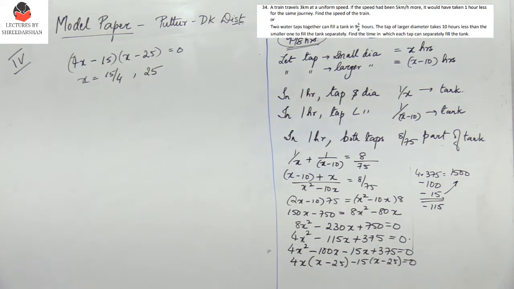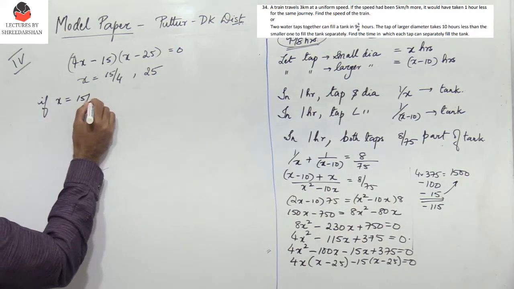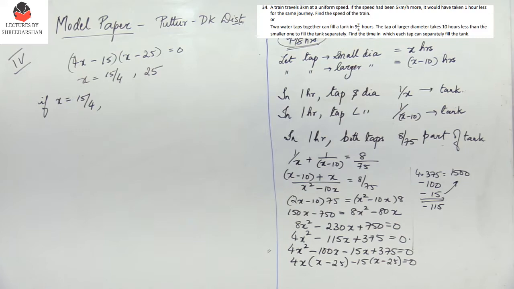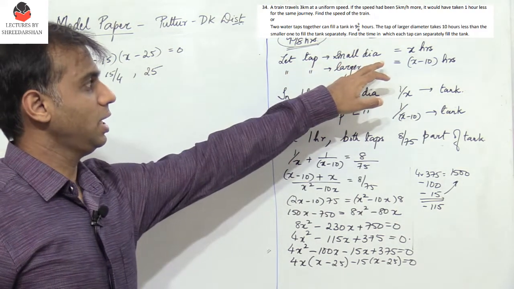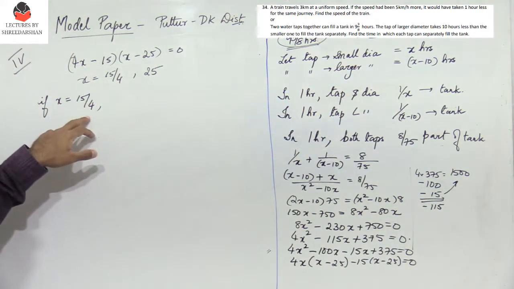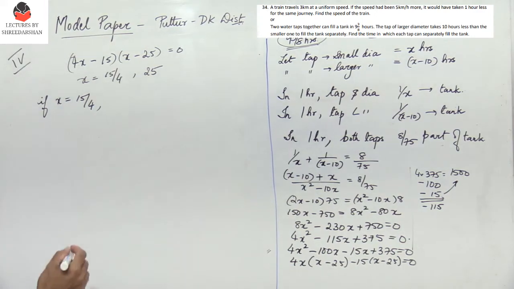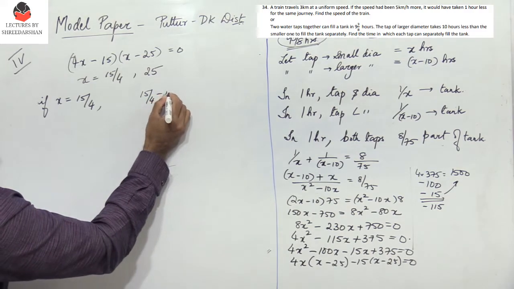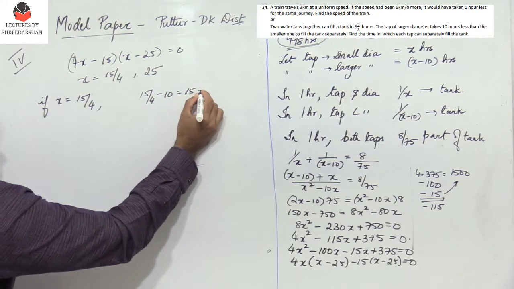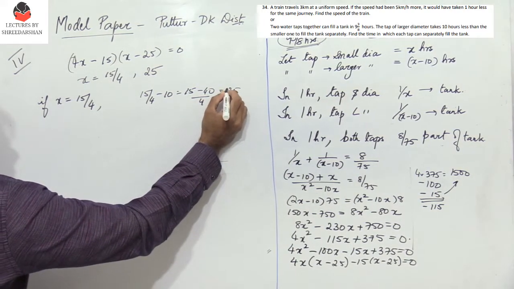So I need to check what could be the value of x. Now if x is 15 by 4, then the tank gets filled in x hours, which is 15 by 4. If we use the tap with the larger diameter, it would take x minus 10. So therefore, I would have 15 by 4 minus 10, which is 15 minus 40 by 4, which would give me 25 by 4 with a negative sign.